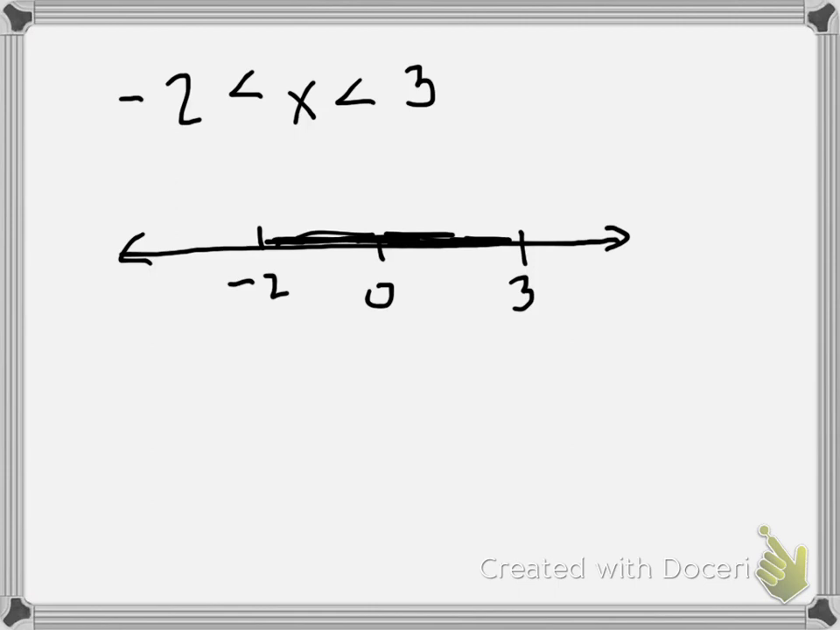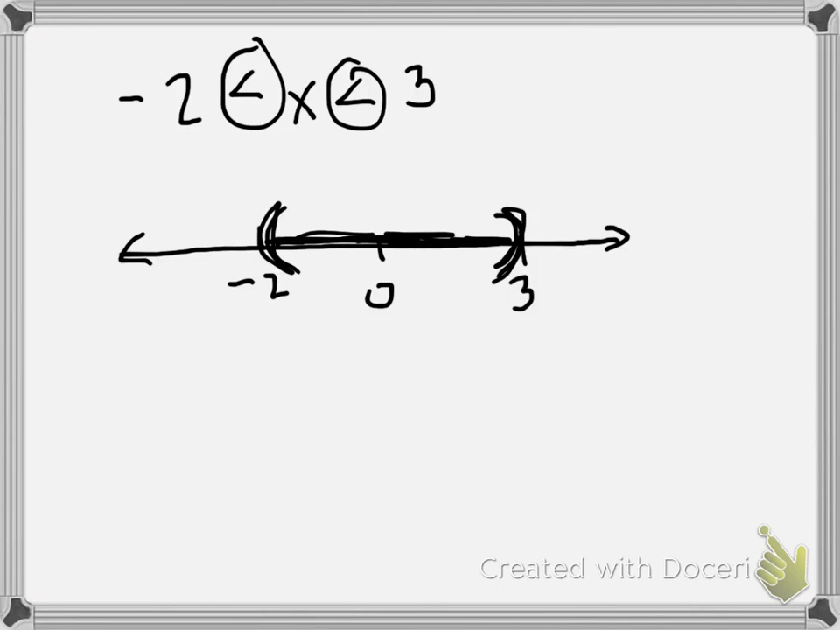-2, notice there's no equal sign on this inequality symbol, right? So we don't want to include that. So we're going to use a parenthesis over there because it's not part of our solution. Same thing over here for the 3. There's no equal sign on our inequality symbol. So again, we're not going to include that endpoint there. Okay, so we're going to use a parenthesis on that one as well.